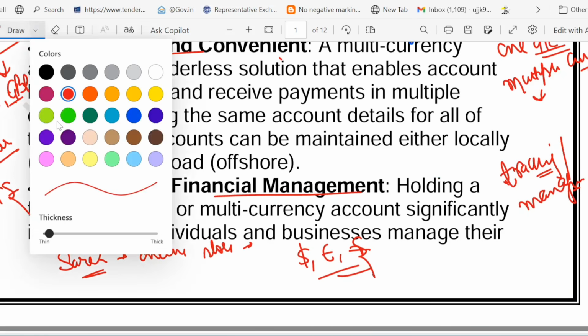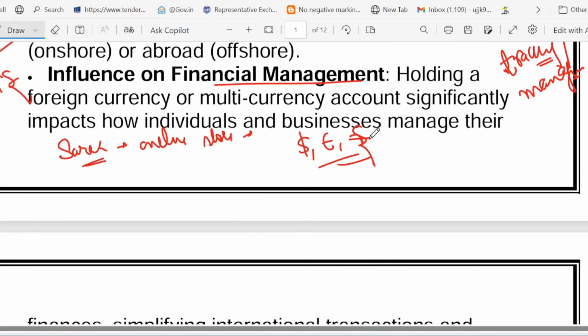I hope that makes sense to you. Now friends, let's recapitulate what we have just covered. So first point I told you that it cuts cost. So it avoids repeated conversion fees, right? Conversion fees get avoided. This is one of the biggest advantages.